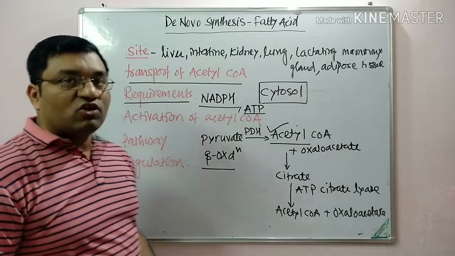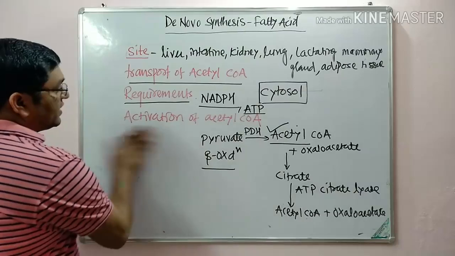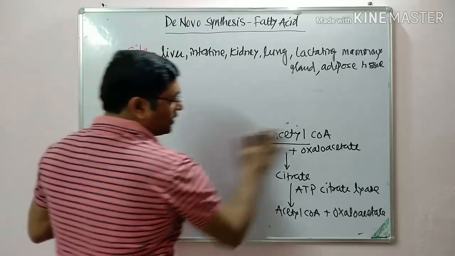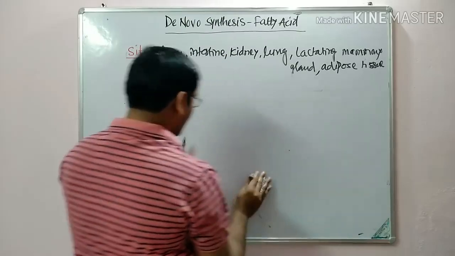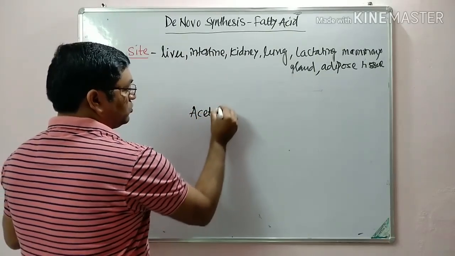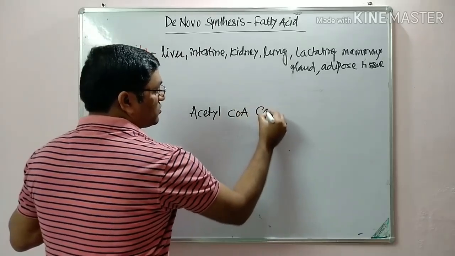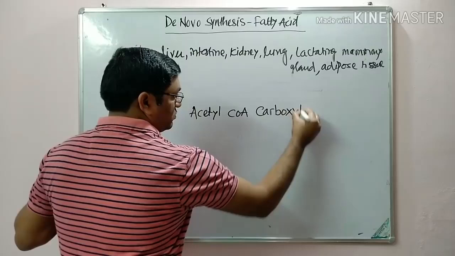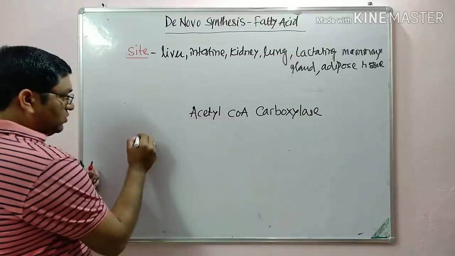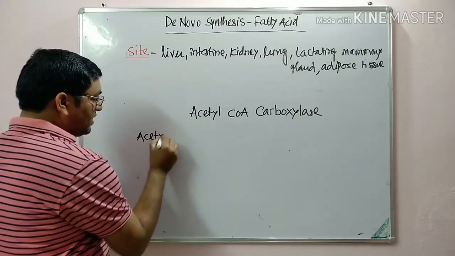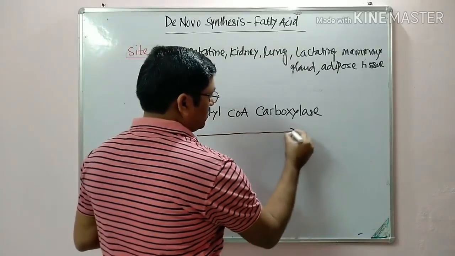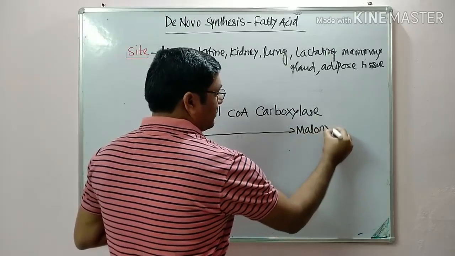Now coming to the activation of acetyl coenzyme A, which is a regulatory step in fatty acid synthesis. In this step, the important enzyme is acetyl coenzyme A carboxylase. This is a rate limiting and regulatory step in fatty acid synthesis. Through this step, acetyl coenzyme A is converted into malonyl coenzyme A.